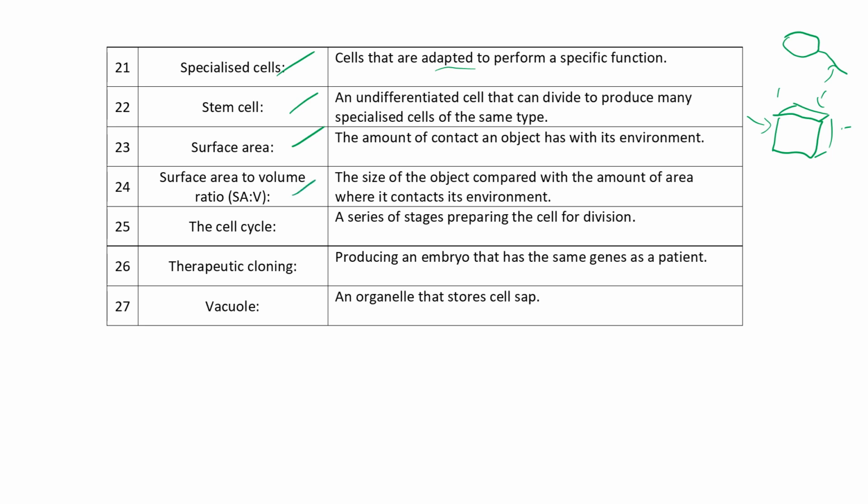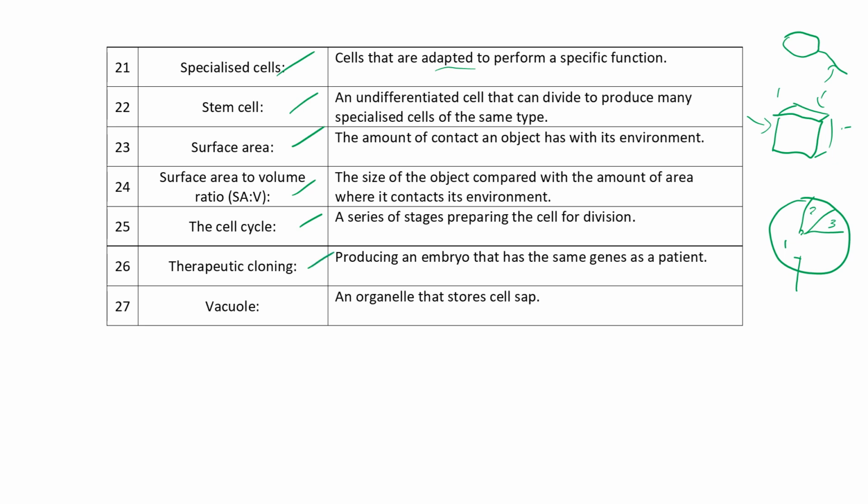A series of stages preparing the cell for division. So what you have, you've got the cell cycle, and you've got 3 different stages. Okay, you've got stage 1, 2, and 3. That is then the cell cycle. Producing an embryo that has the same genes as a patient, therapeutic cloning.